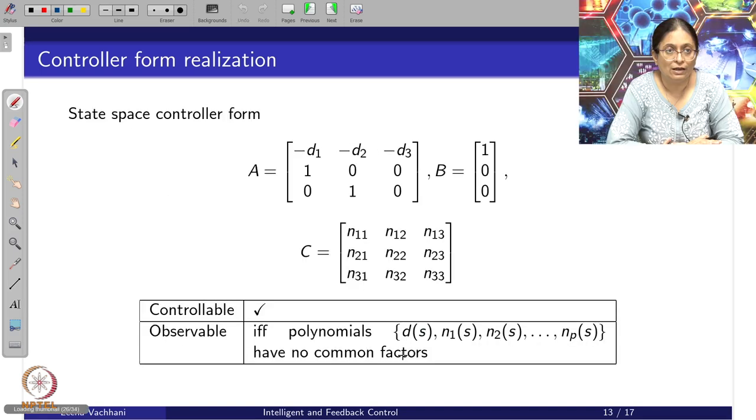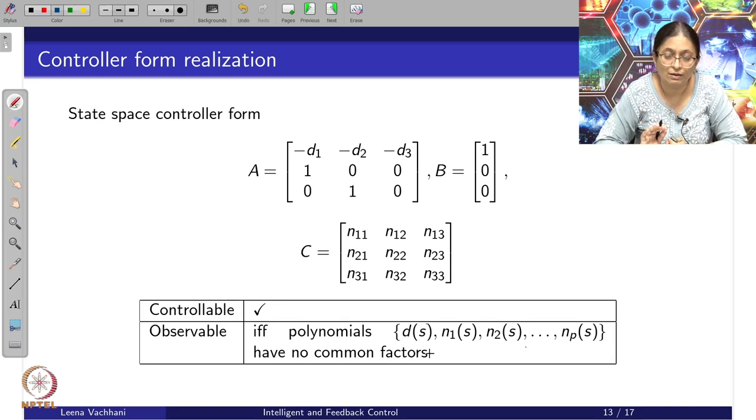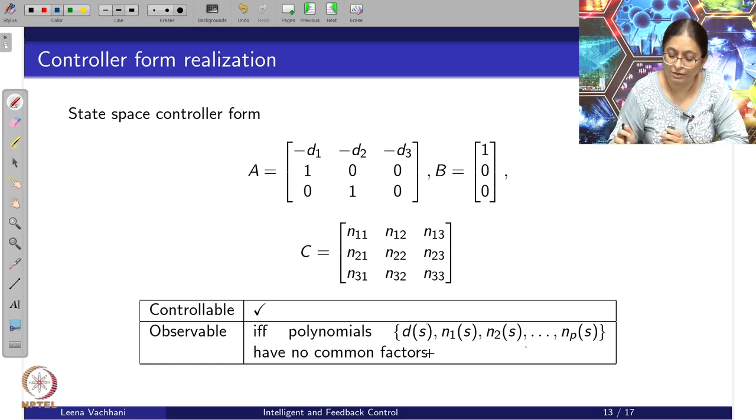Now the state space controller form, if I look at it, is definitely controllable, but it is observable if and only if the polynomials d of s, n1, n2, np have no common factors. It's a wonderful property because now we are talking in terms of a controllable as well as observable form. And this turns out to be true if the state space realization in the controller form is also observable.